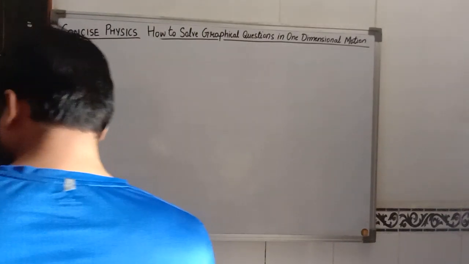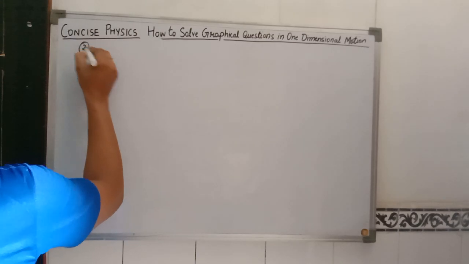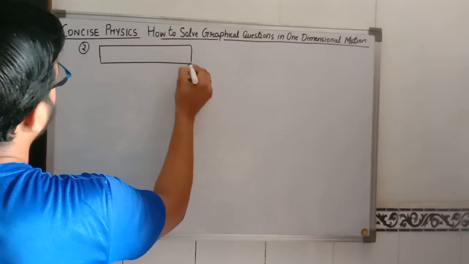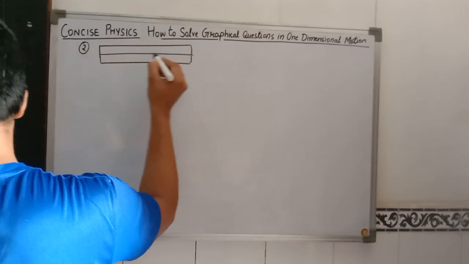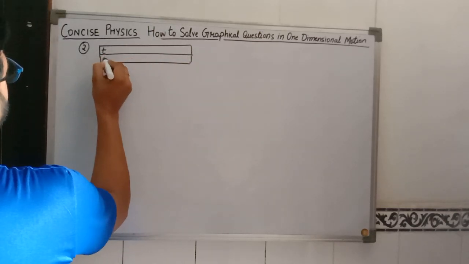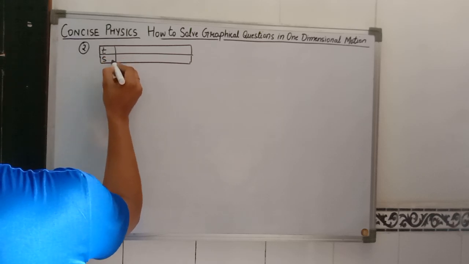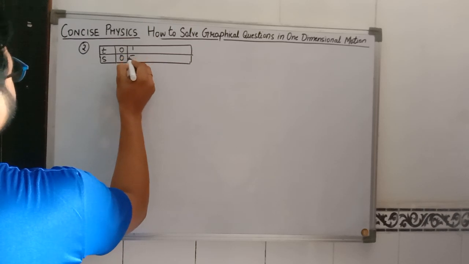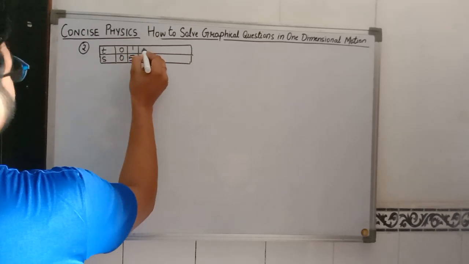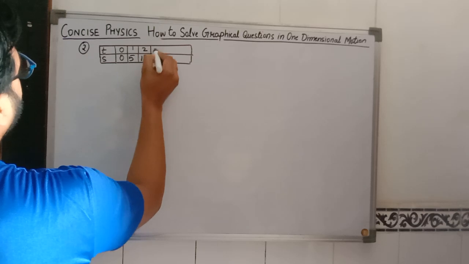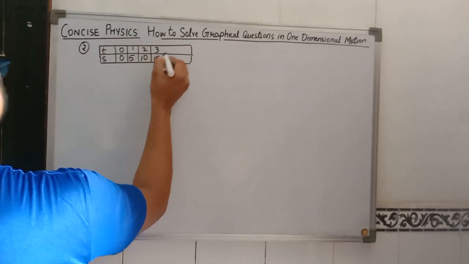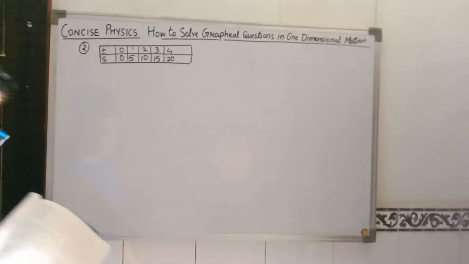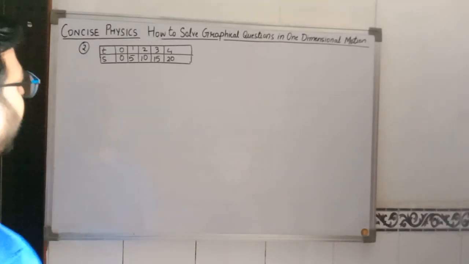The next question gives a table. In the given table we have some values, time and displacement. Time is 0, then the displacement is 0. Time is 1, then the displacement is 5. Time is 2, the displacement is 10. Time is 3, displacement is 15. Time is 4, displacement is 20. This is the table. Draw the displacement time graph and find the average velocity.